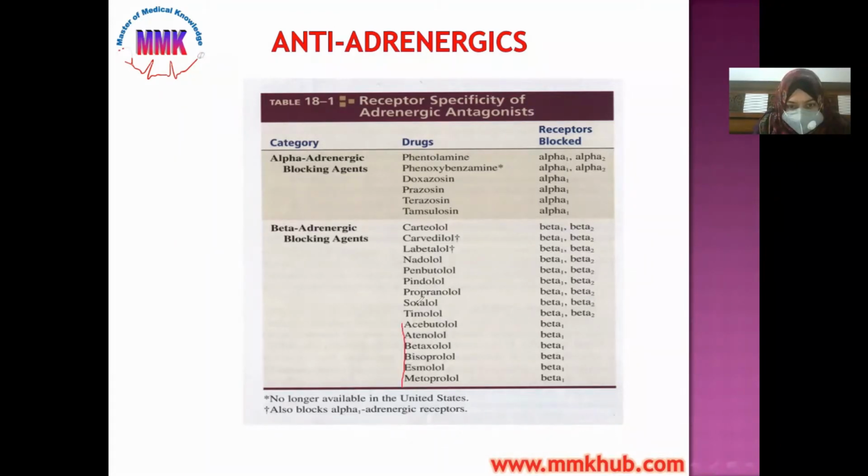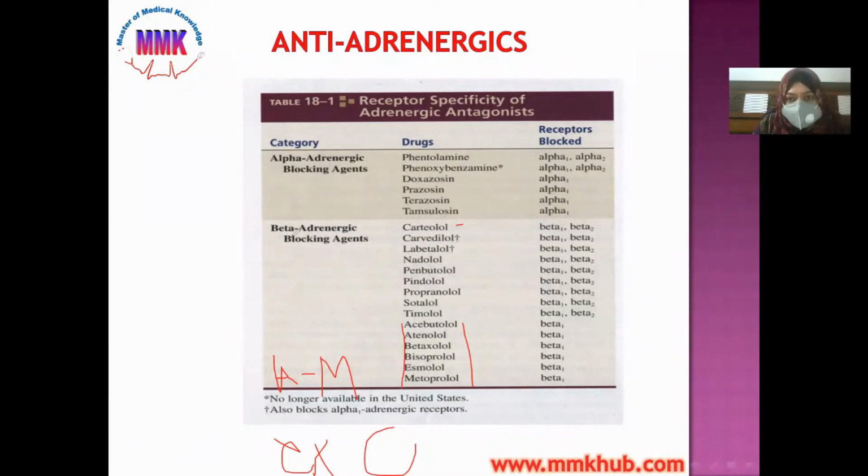Drugs starting from the letter A to M, except C, will all be beta-1 blockers. So acebutolol, atenolol, betaxolol, bisoprolol, esmolol, metoprolol, these all are beta-1 blockers. And when I say except C, drugs starting with the letter C, like celiprolol and carvedilol, are non-selective.